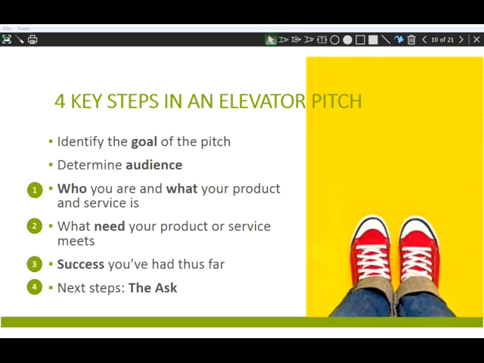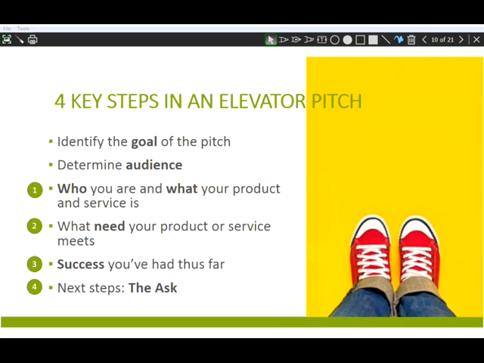The second thing that you need to include in your elevator pitch is what's the need for your product or service. And this is where you spend a lot of your time in your pitch. This could be talking to a specific customer, or you could be talking to a greater audience or have a greater need, but you'll definitely want to get that across. And then step 3 is including the success that you've had thus far. And then number 4 is talking about next steps, and this is what we call the ask, where you'll actually request something from them to move forward.